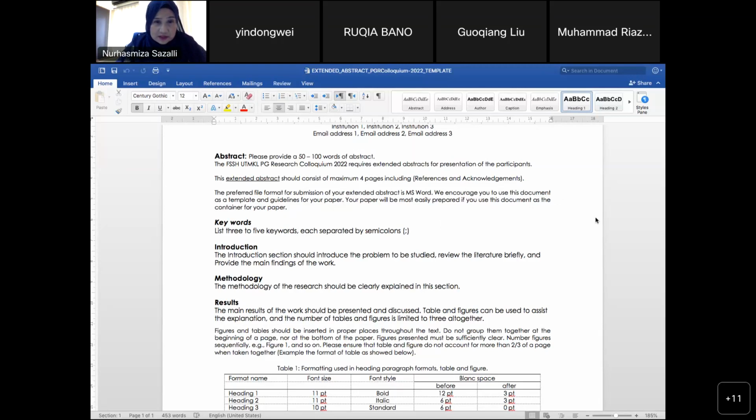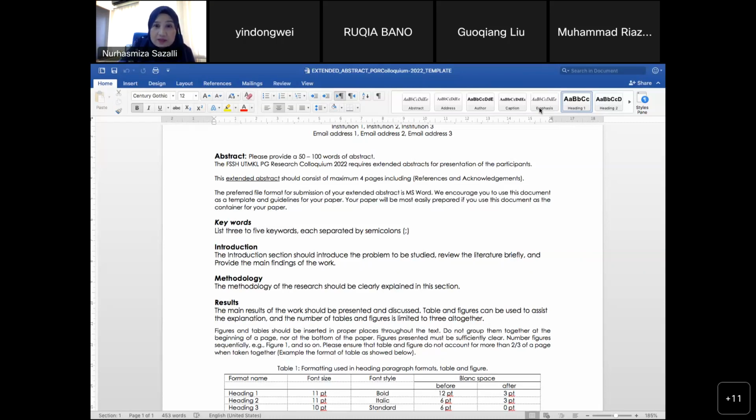Okay, introduction section should introduce the problem to be studied, review the literature briefly, and provide the main findings of the work. This is why I like extended abstract, because it's just a short summary of all the things that you should be writing in your thesis. When you can actually do these 4 pages of extended abstract, it is a very good practice for you to know what is the real problem that you would like to study.